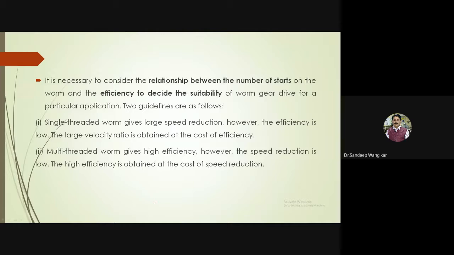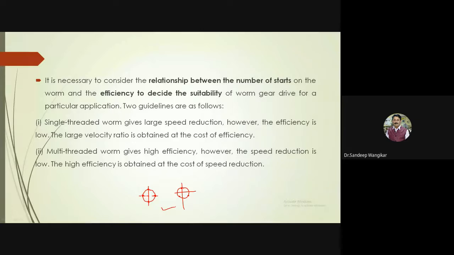If I show this one side view, single start means only one point where the threads are starting. If double start, the threading is starting from 2 points. Then if there are 3, I have to divide. I cannot use this diagram. So here 1, then 2, then 3. And if it is 4 start, like this. This is the single start, double start, triple start, or multi-start threads, or multiple starts on the worm. For understanding purposes, I have explained that this is nothing but the starts.